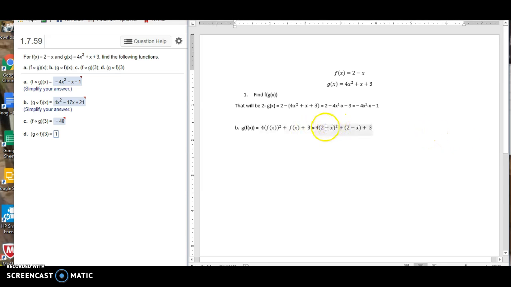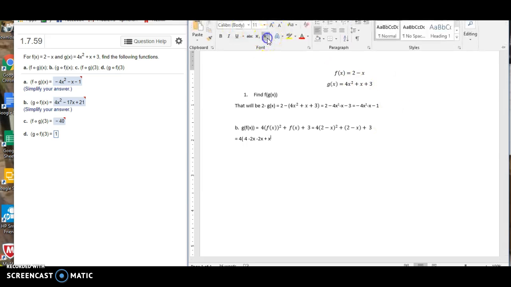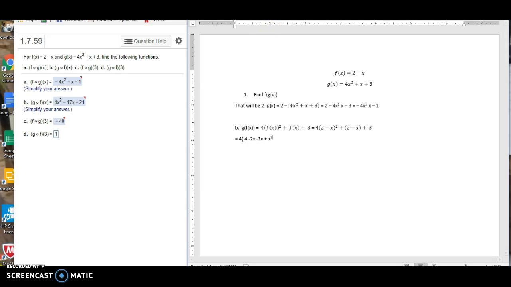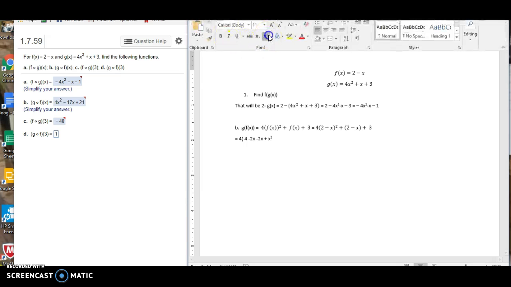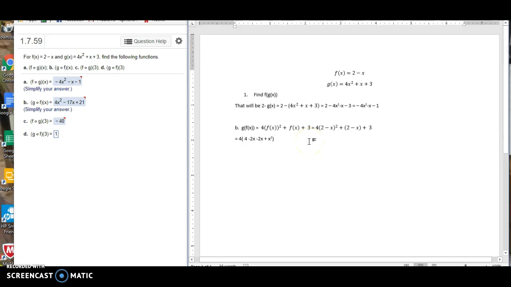All right, then I actually have to square 2 minus x, and that's going to be 2 minus x times 2 minus x, and I'm going to use FOIL. And so I'm going to get 4 times, let's see, 2 times 2 is 4. And then 2 times negative x is negative 2x. And then I have another one of those because of my outer and inner. And then my last is going to be negative x times negative x, which will be x squared. And all I've done is this first piece, 4 times 2 minus x squared.